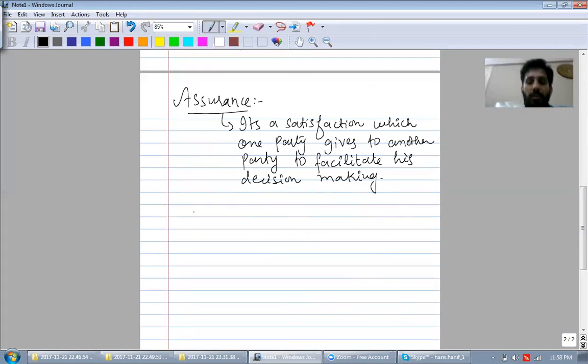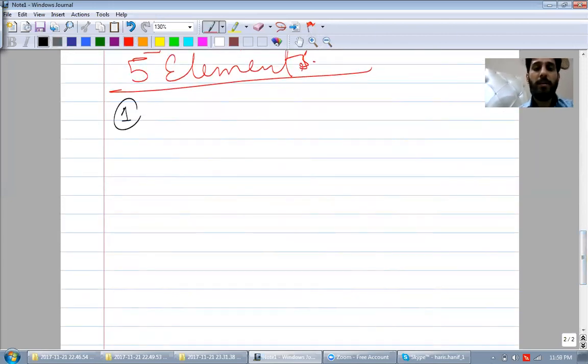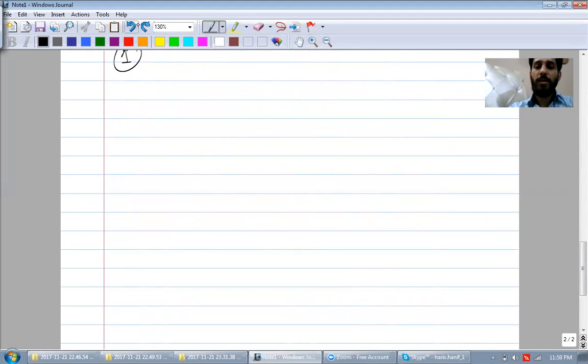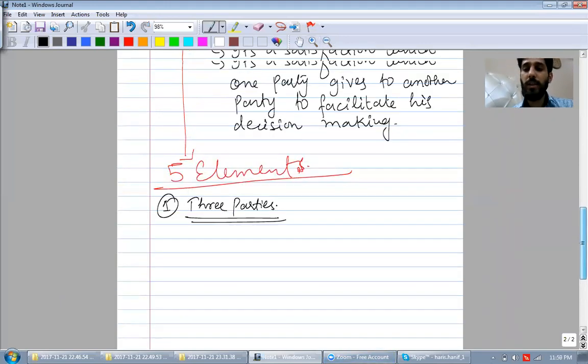Now, this is called the engagement between Mr. A and Haris Hanif, the neutral personality. In an assurance engagement, there are 5 elements. Number one, 3 parties. You can safely catch that from the example.